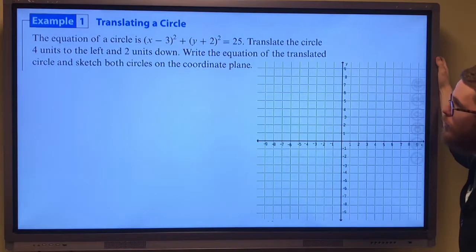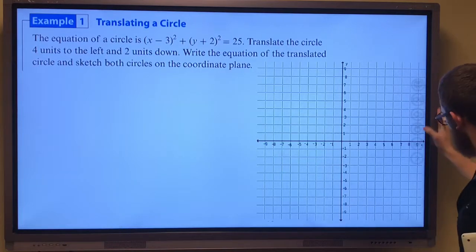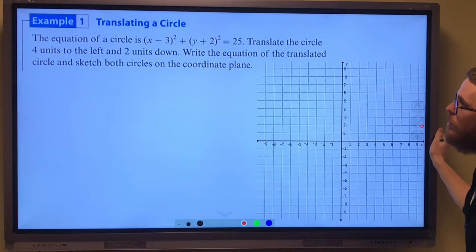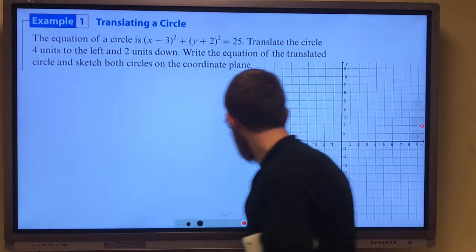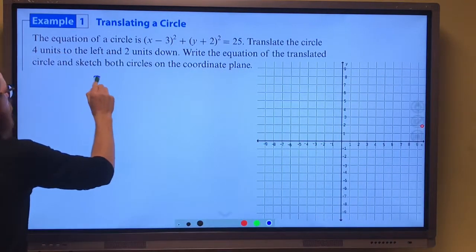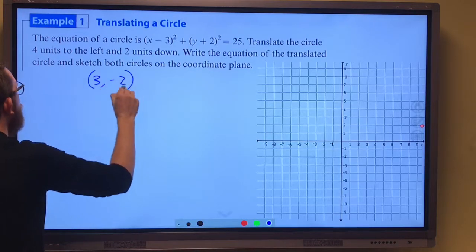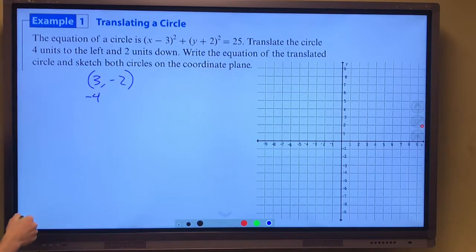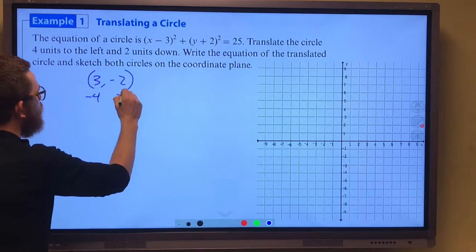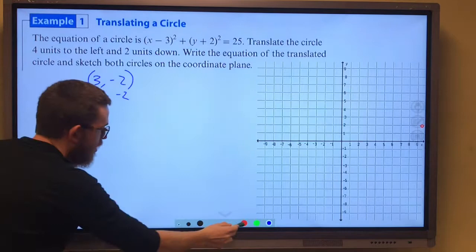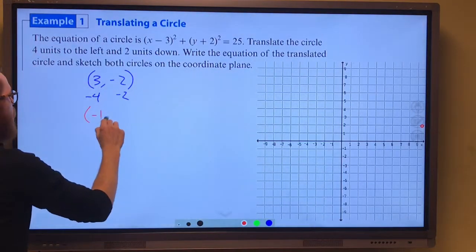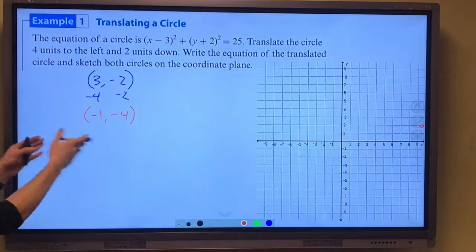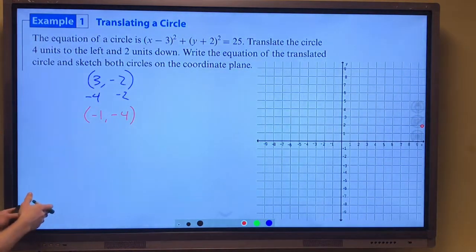Here it says the equation of our circle is that. Translate this circle 4 units to the left and 2 units down. Write the equation of the translated circle and sketch both circles on the coordinate plane. We'll worry about the center. The center is 3, -2. 4 units to the left means I need to subtract 4 units from my x. 2 units down means I need to subtract 2 units from the y to give us a new center point of -1, -4. 4 units to the left, 2 units down.